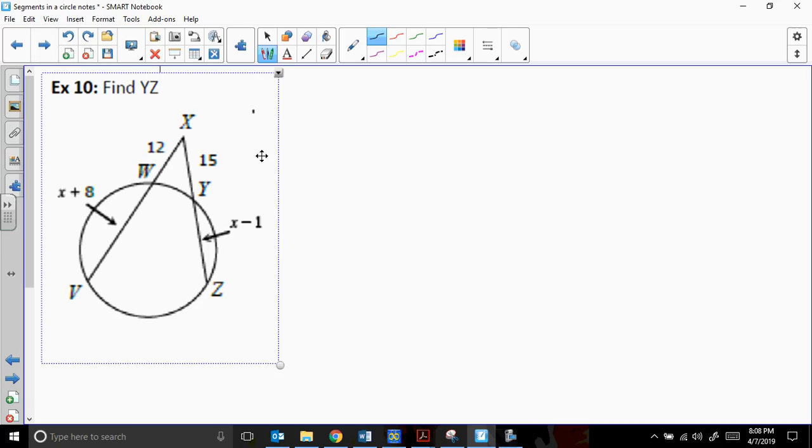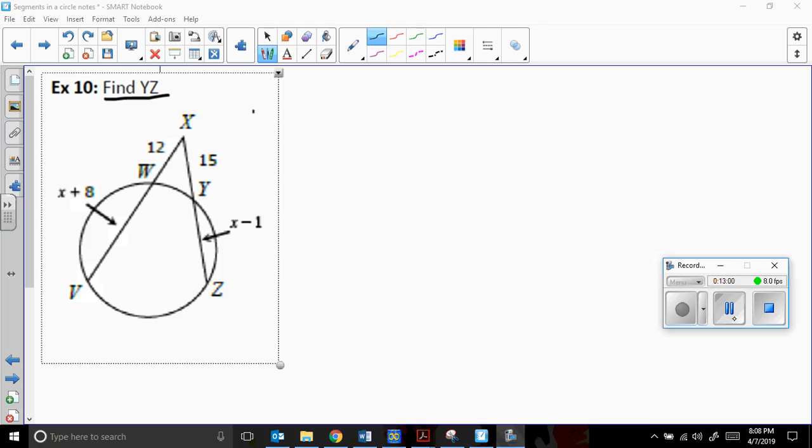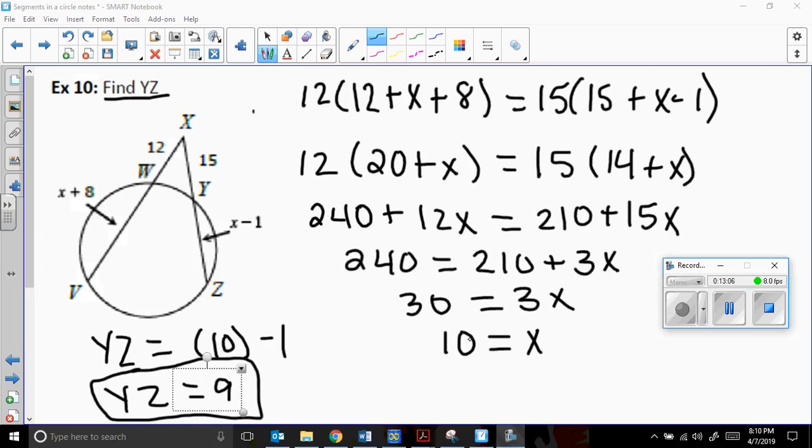So I want you to go ahead and pause the video and try number 10. Also remember, pay attention to what you're looking for. So go ahead and pause the video and see what you come up with. So for example 10, YZ is equal to 9. We did the outside times the outside plus the inside and set them equal to each other. Got x is 10. Plug it in. YZ is only this section, the x minus 1. So 10 minus 1 is 9.